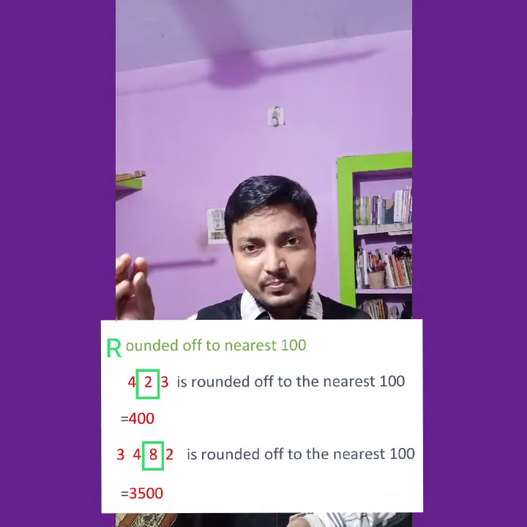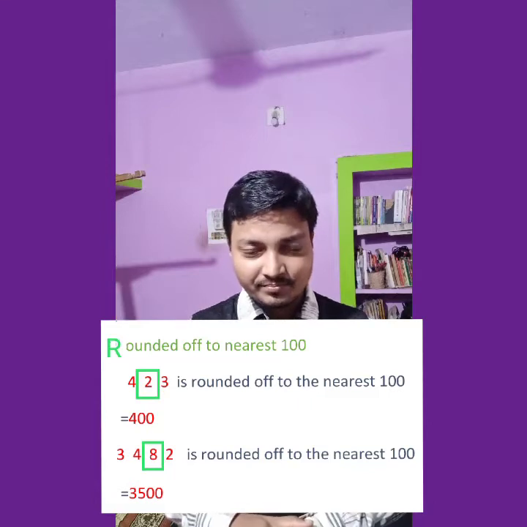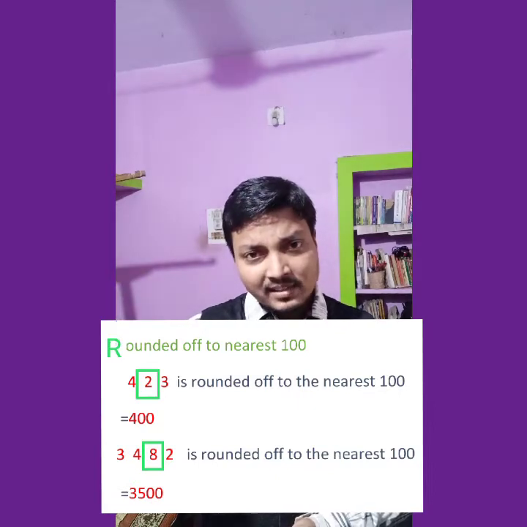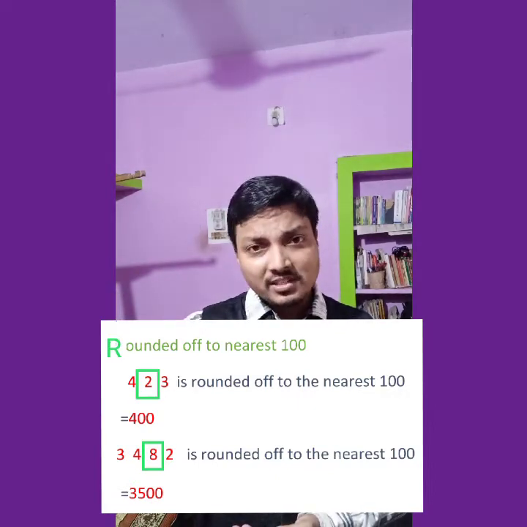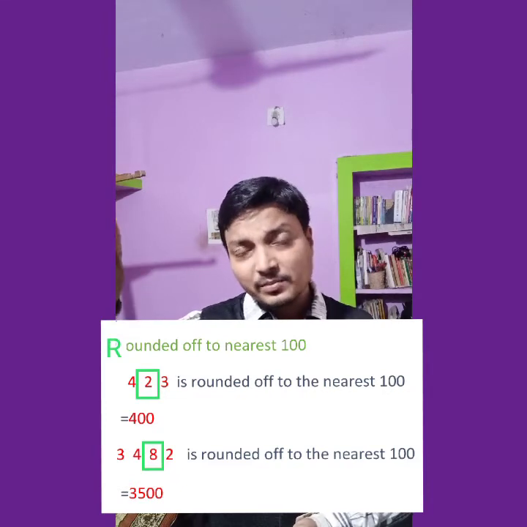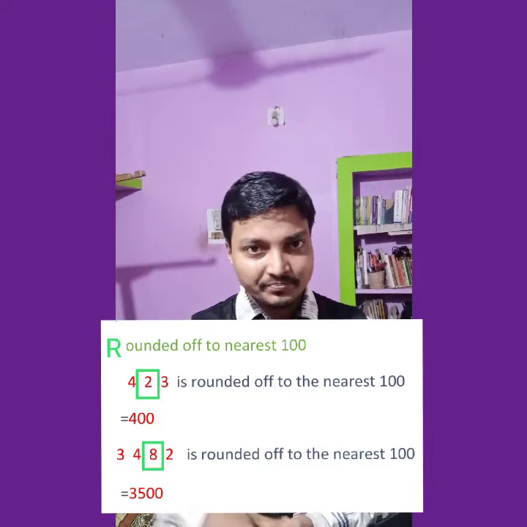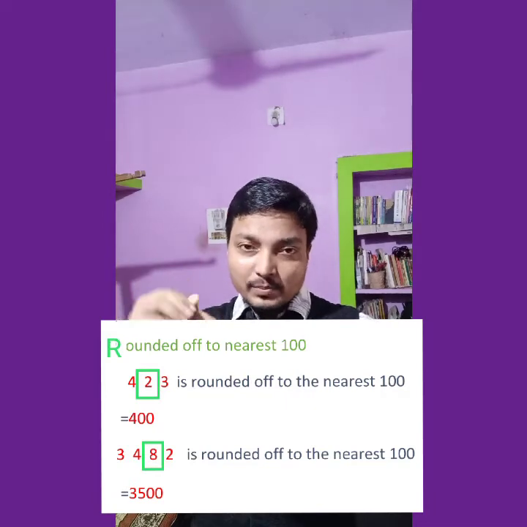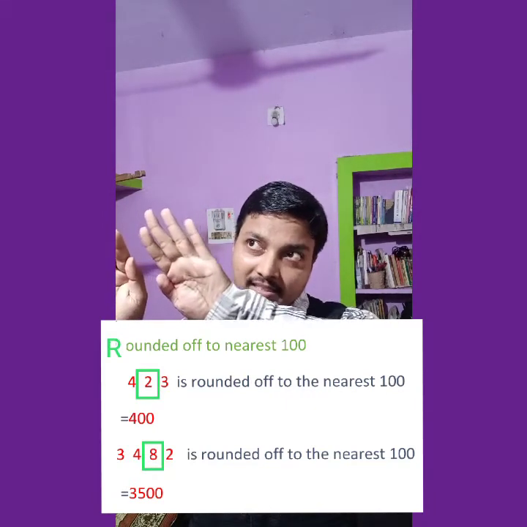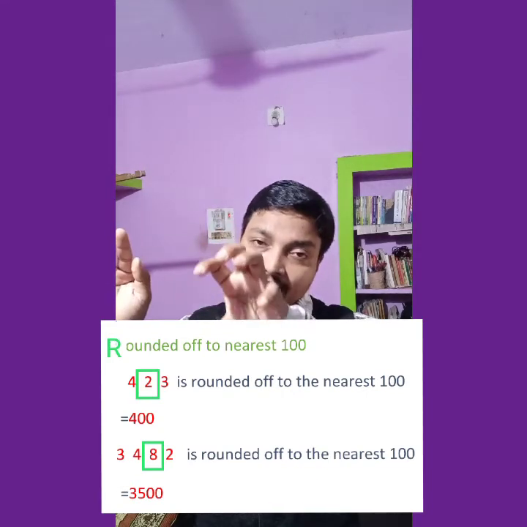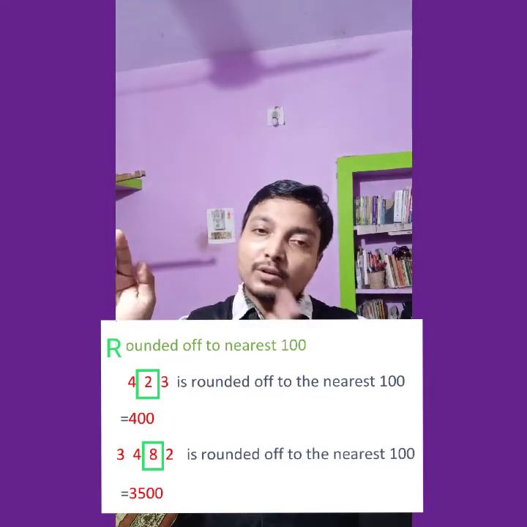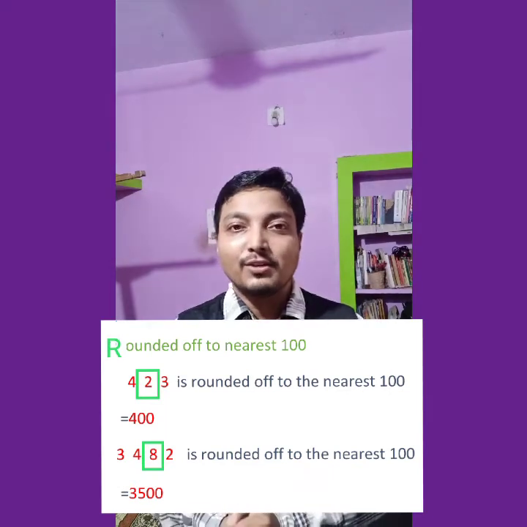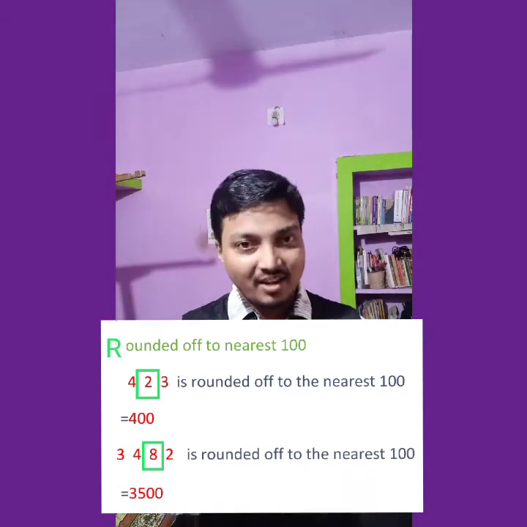then the ones place and tens place should be replaced by 0. Whether it is less than 5 or more than 5, when we round up to the nearest 100, the tens place and the ones place are always replaced by 0. But the important point is that as the tens place is more than 5, the digits in the hundreds place, 34, should be replaced by the next number, 35. So it means 3500. Understood or not understood?